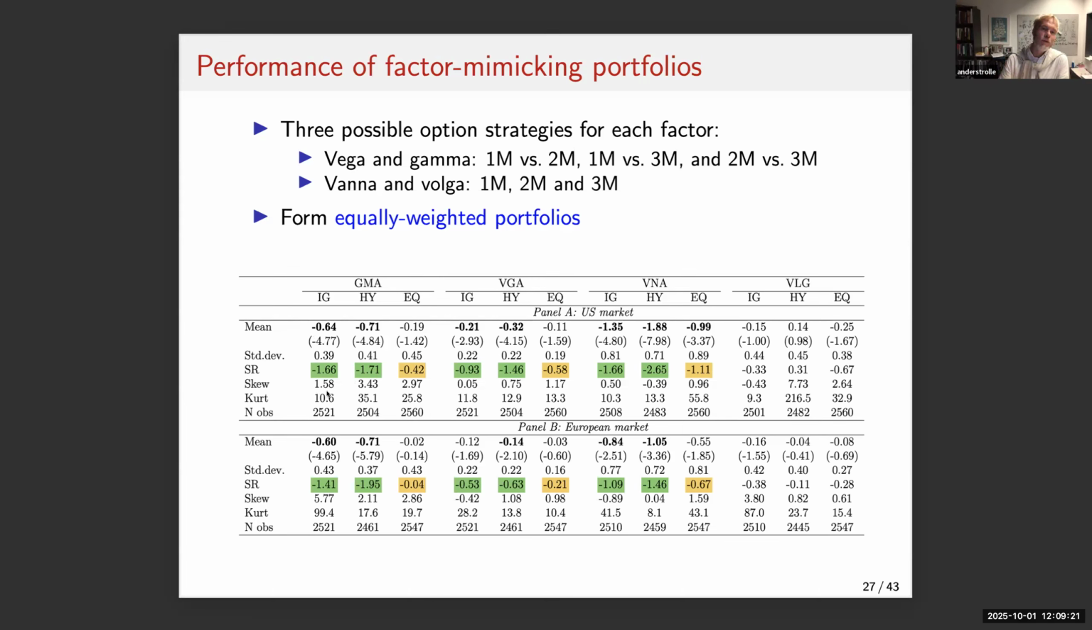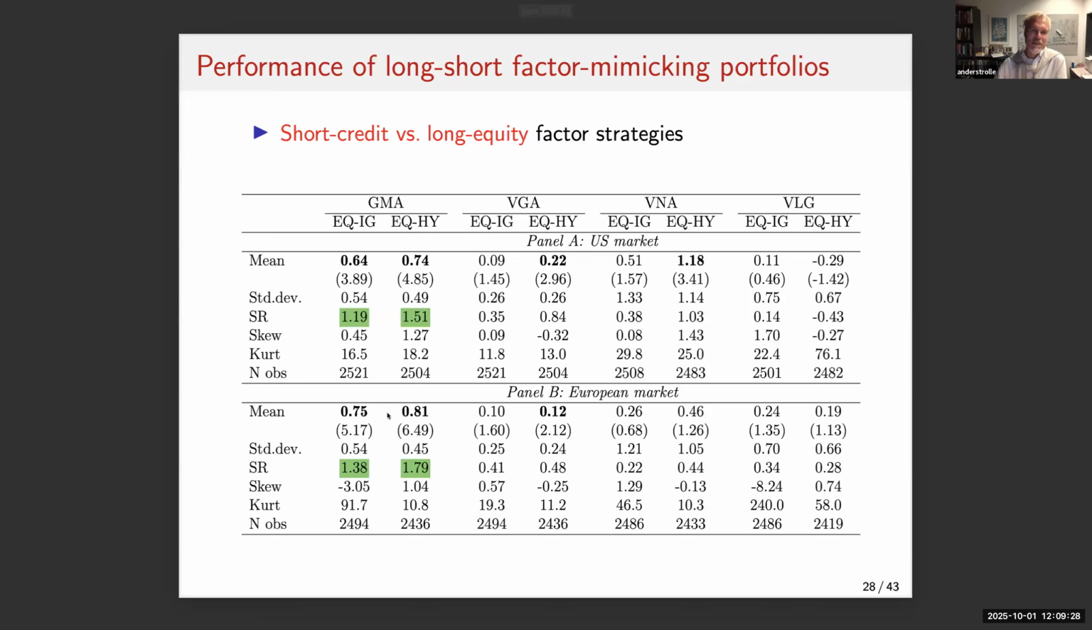And then we can construct a long-short strategy with the factor mimicking portfolios. And now if we do that, we see that the average excess return, especially on the gamma long-short strategy, so equity versus IG, equity versus HY, is positive. It's positive in the US market and in the European market. The Sharpe ratios are very high. We also get fairly high Sharpe ratios for the vega and the vana long-short strategies. Right? But it kind of suggests that this differential pricing between credit and equity options, to a large extent, comes through the differential pricing of the gamma factor.